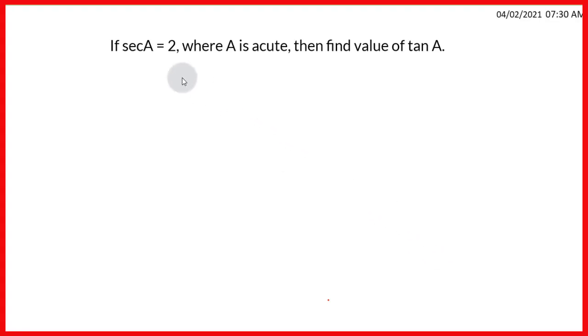Friends, here is a question. If sec A is equal to 2, where A is an acute angle, find the value of tan A. So here it is given that sec A is equal to 2 and A is an acute angle, and we have to find the value of tan A.